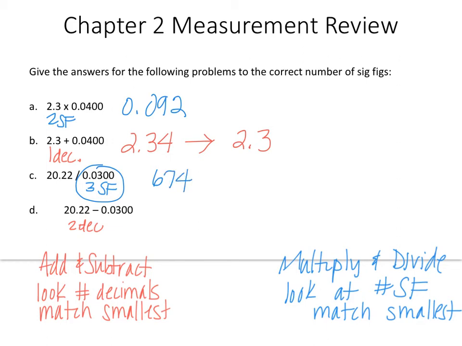And then the last one, subtraction, 20.22 minus 0.03. Because my first number right here only has 2 decimals, I'm going to match my answer to be 2 decimals. So that answer would be 20.19.